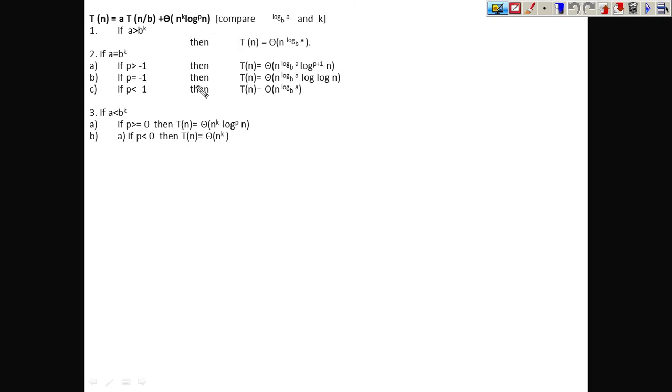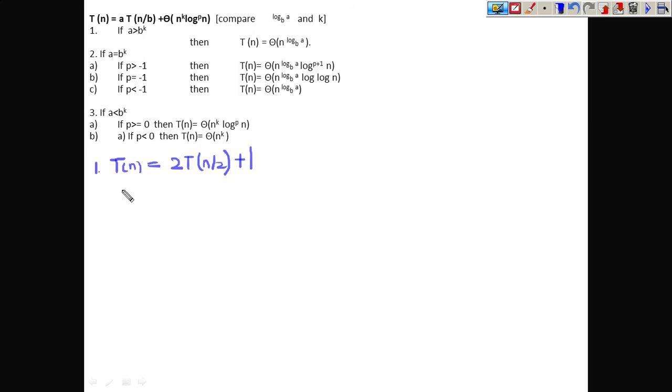Okay, this is our standard master theorem that I have written here, so that we can consult it to get the answer. Let me write some questions first. Let's say the first question is T(n) = 2T(n/2) + 1. We need to find the running time of this recurrence using the master theorem. The very first thing is to check whether the master theorem is applicable or not. How can you check? You have to check these conditions.